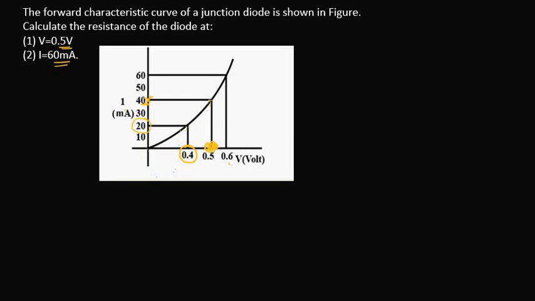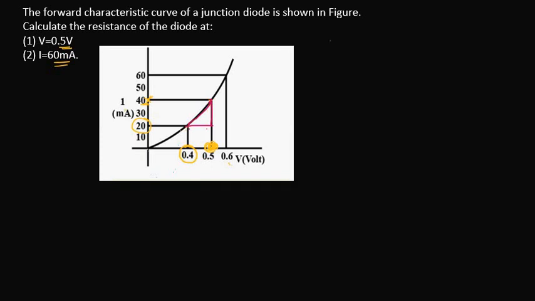So if I draw a triangle with respect to this point, now if I find the slope of this curve, or if I draw a tangent to the curve, and after drawing the tangent, if I calculate the slope, I will be getting the resistance value. So from this diagram, if I try to calculate the slope, then I will get the resistance value.